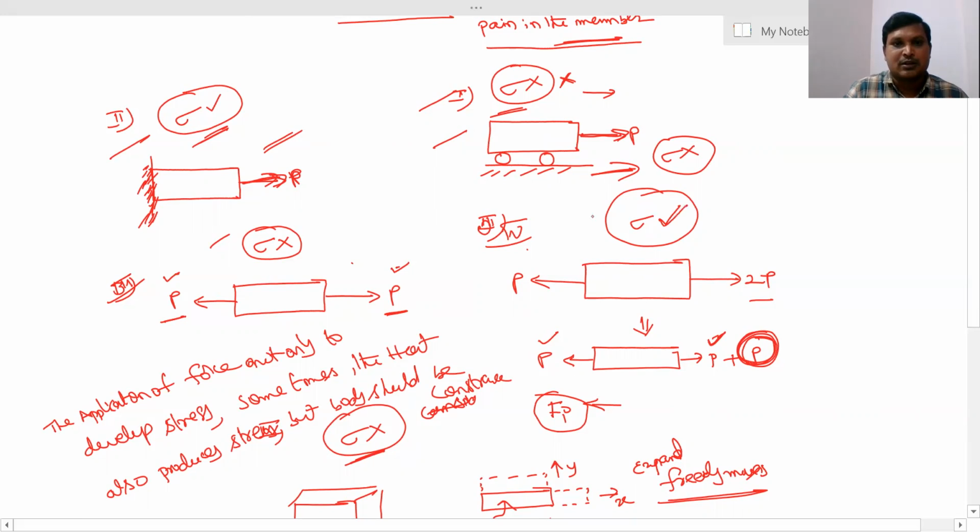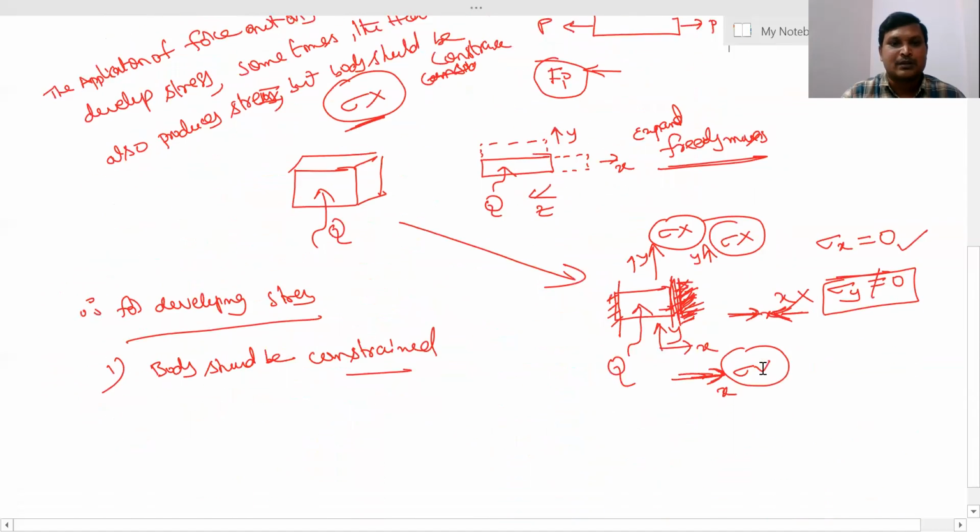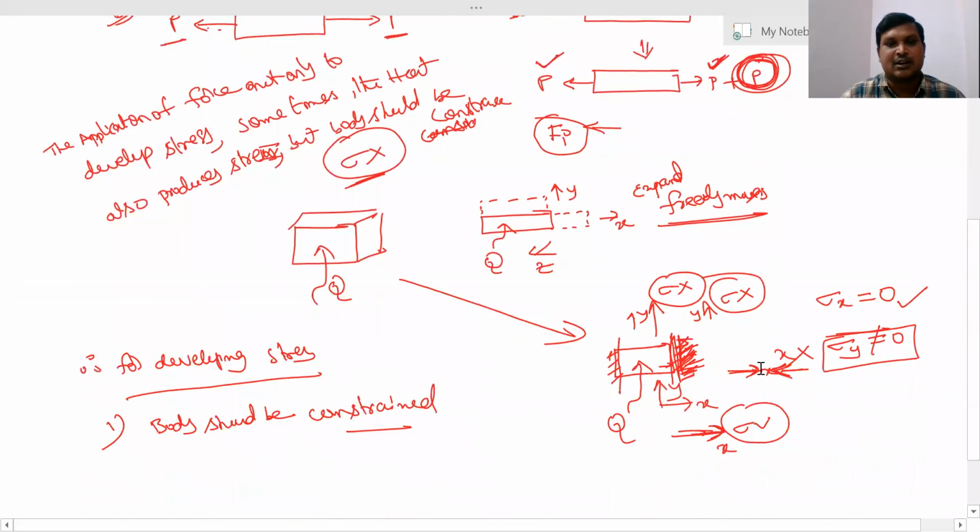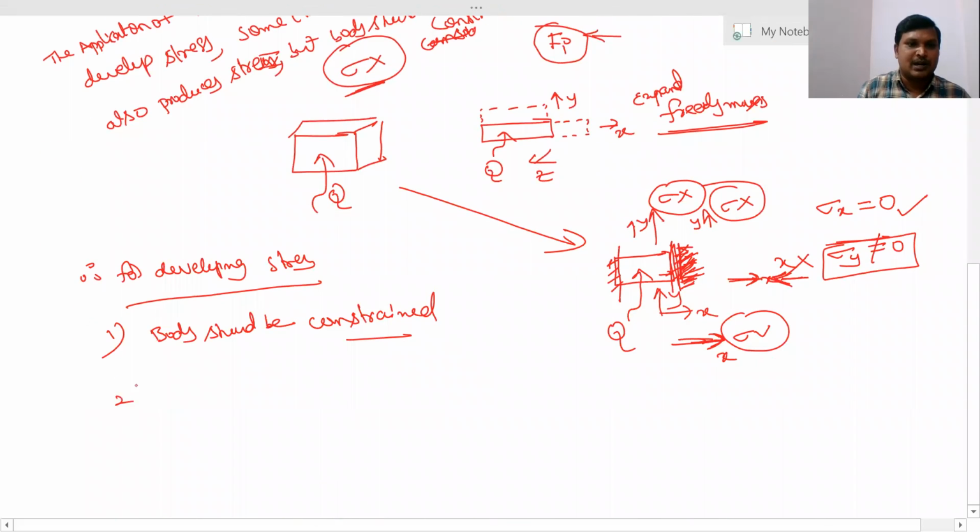In the third case there is a balanced force. The P on the right side is balanced with the P on the left side. But in the fourth case, there is a 2P force on the right side and a P force on the left side. This means the left side P is balanced with one P on the right side, and an unbalanced force remains on the right side. So in the fourth case, the stress is developed. We can say that by observing the third and fourth cases, for developing stress, the body should be constrained and there should be an unbalanced net force.